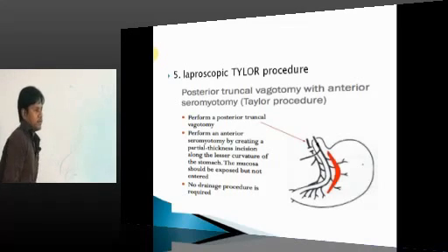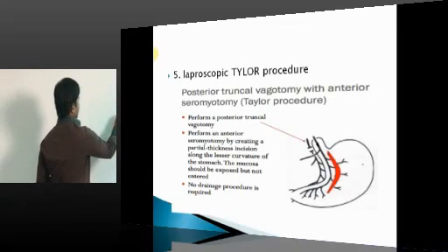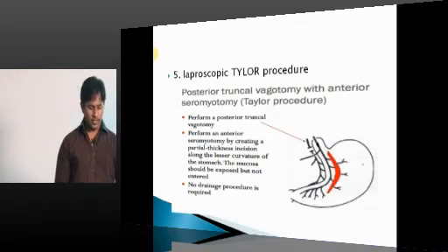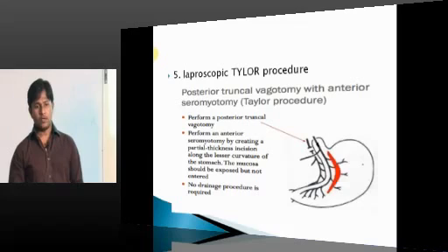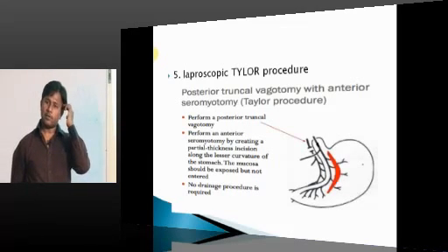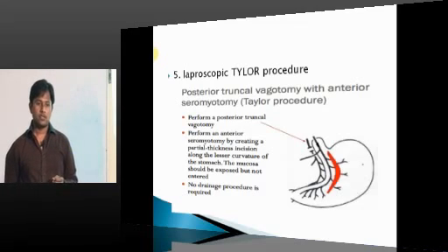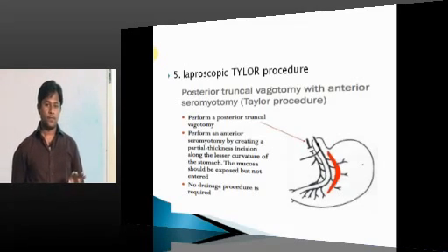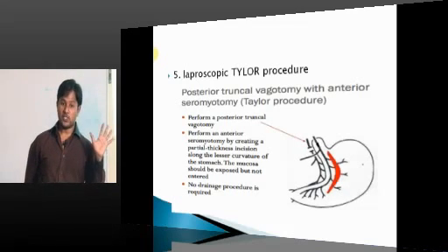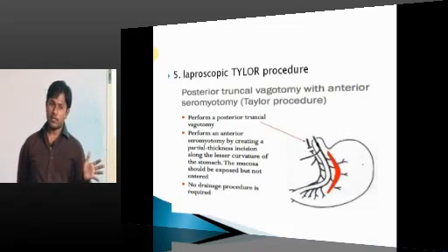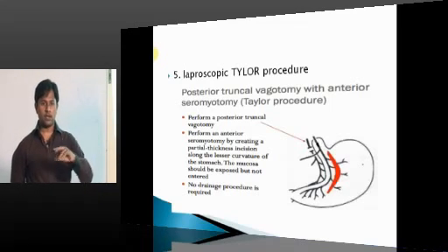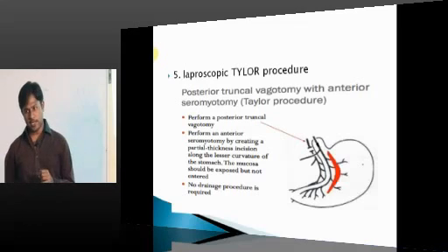And the last and the fifth procedure is the Taylor procedure. Laparoscopically done Taylor procedure. Okay, what is the first surgery that we were doing? Vagotomy, truncal. Next, selective, highly selective. Big operation: vagotomy, antrectomy, reconstruction. That is Billroth type 1 or type 2. The next is the Taylor procedure.